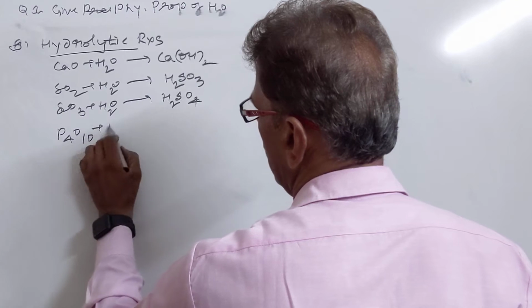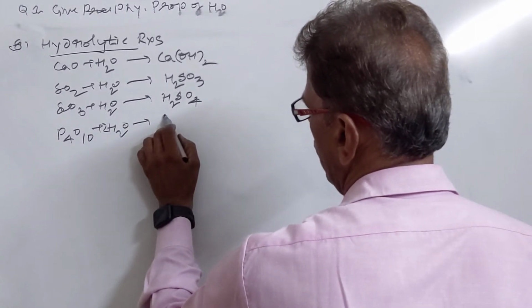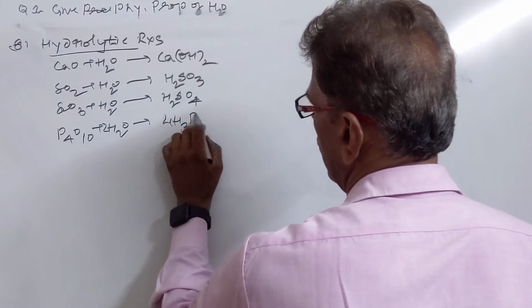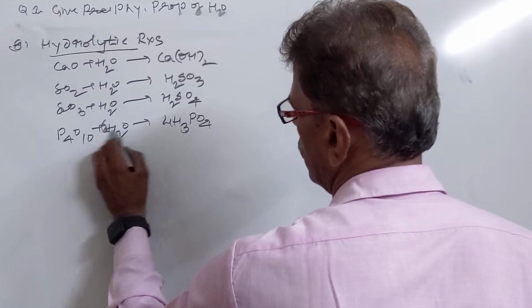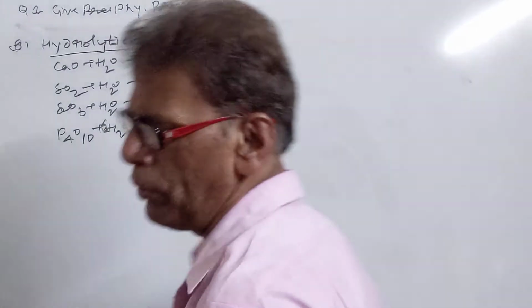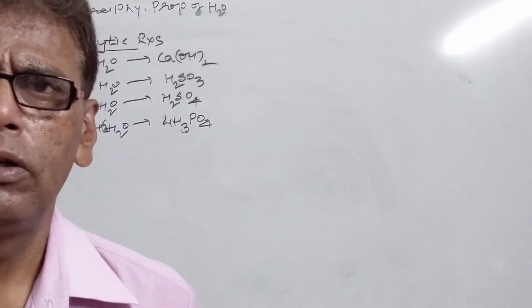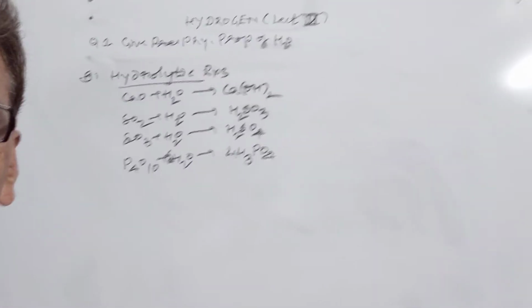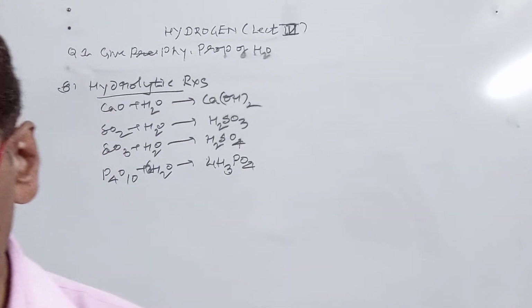P4O10 combines with water to give you 4H3PO4. Here we will be having 6 water molecules. Phosphoric acid is produced. These reactions are called hydrolytic reactions of water. Then we come to the next question.